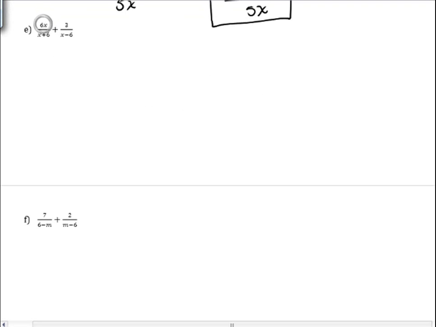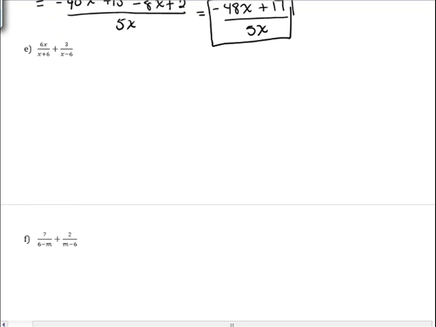Example E, 6x over x plus 6 plus 3 over x minus 6. So these denominators look similar, but they're really different because this first one is x plus 6 and the second one is x minus 6. Again, because our denominators are different, we need the LCD. And for this one, because these don't have anything in common, remember, having this x the same is nothing in common because of the addition and subtraction. So we need to multiply those together for our LCD, x plus 6 times x minus 6.